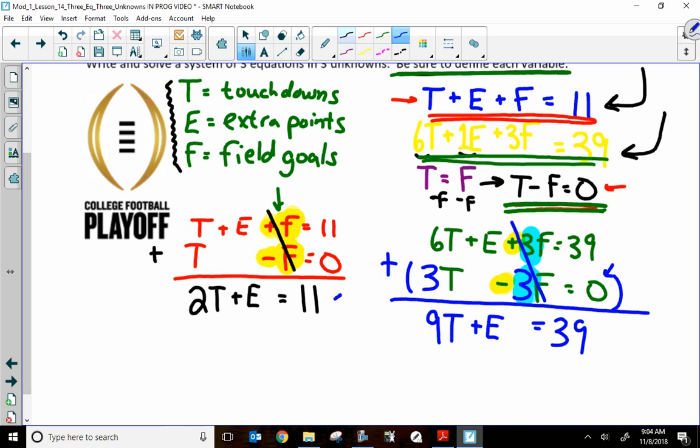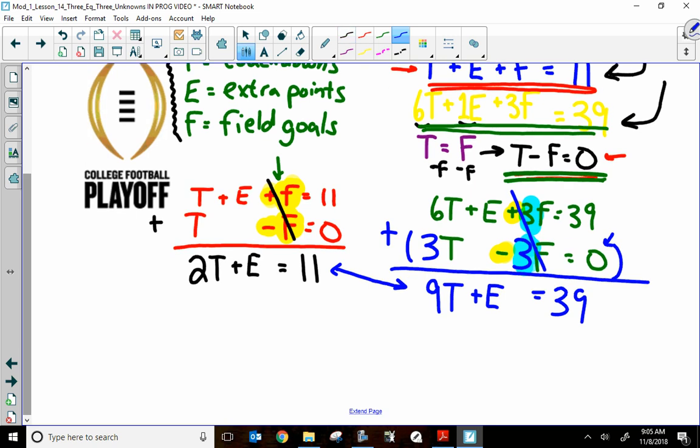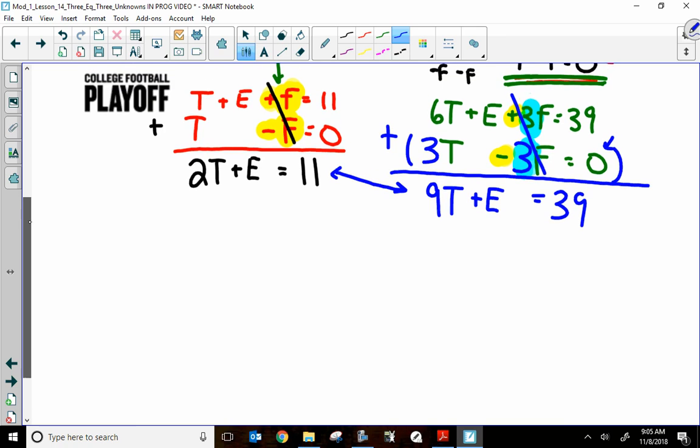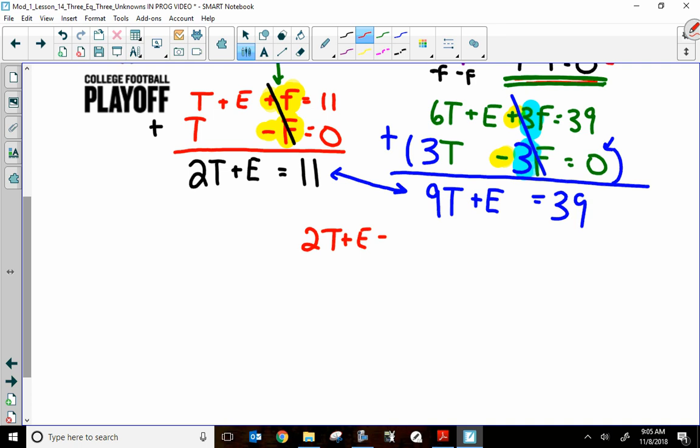Now I have two equations, both with a T and an E, and I can solve for one of them. Oh, this looks so nice. I'll leave this right here. I have 2T plus E equals 11, and I have 9T plus E equals 39. I already have the same number, which is 1, in front of my E's. Are the signs the same? Yes. If the signs are the same, I subtract.